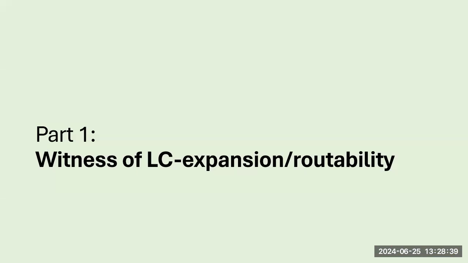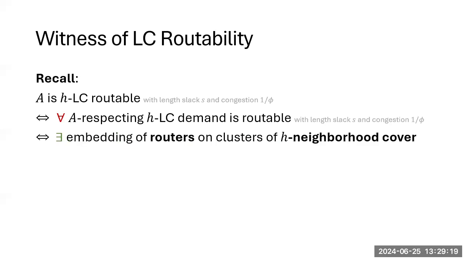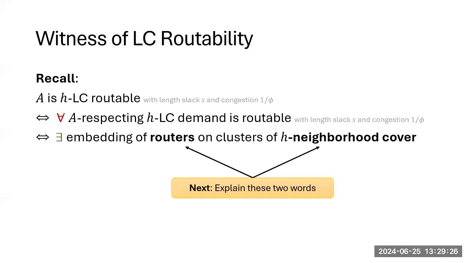Okay, now we are ready to talk about what is a witness of length constraint expander. Just to recall, A is length constraint routable or expanding. The definition was a for-all definition: every demand that is length constraint is routable. But what we want is something about the existence of something. We want a witness. We want a clear mental picture that we can think of instantly, right? What is the certificate of this thing? It turns out that thing is just an embedding of a router on a cluster of edge neighborhood cover. So let me be clear what these two terms are.